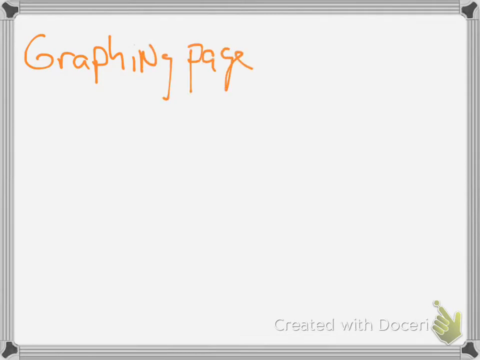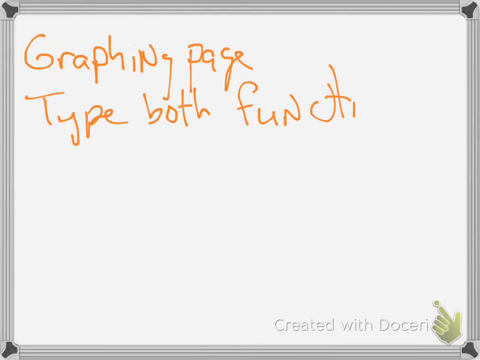So you go to the calculator, and you would open up a graphing page. You would type in the functions, both functions. You've got to type them both in. So make sure, after you type in one, you press down. You don't press enter. And then you can do something like menu.